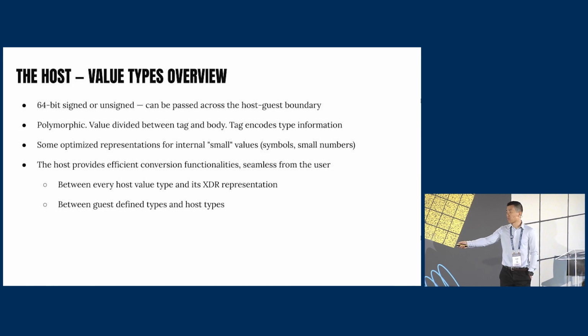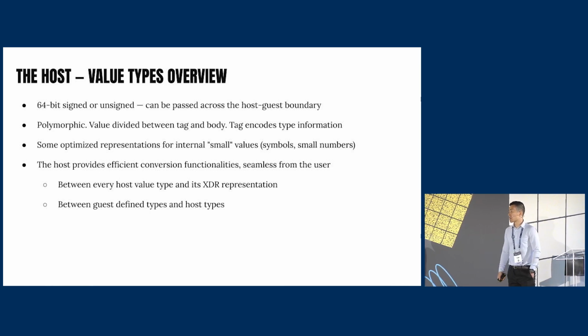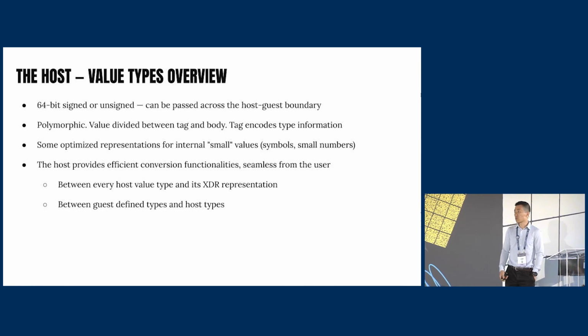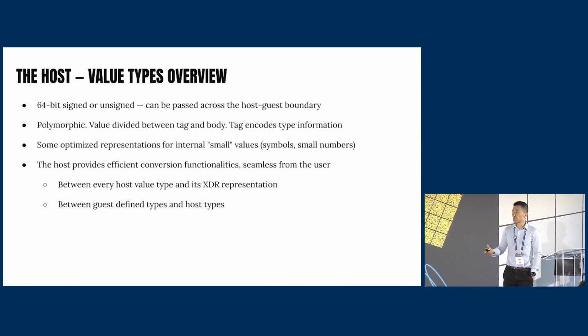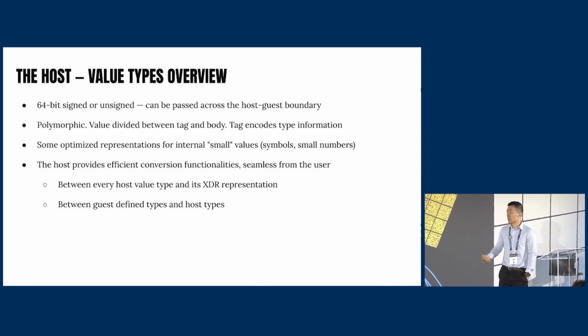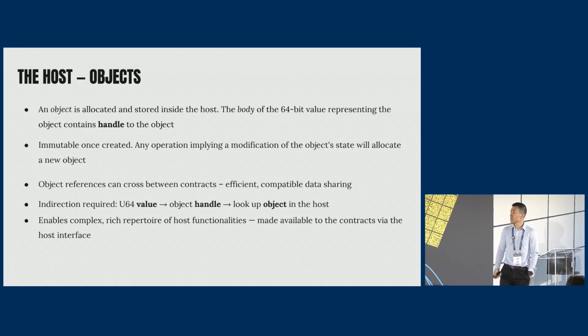From values 0 to 15, they represent small values where the value itself can fit into the body. These include void, Boolean, int32, etc. And for tag values between 64 and 77, these are host objects, which we'll cover in a bit. Basically, these are large values that cannot fit into 56 bits, or dynamic structures such as vector, map, etc. And we have plenty of empty space for future enhancement and use.